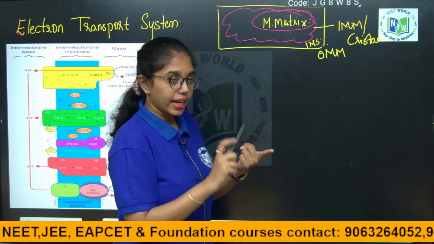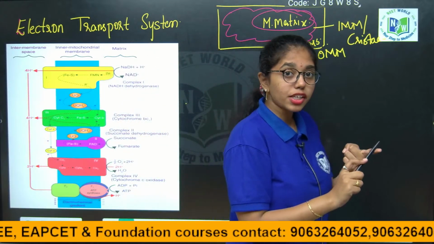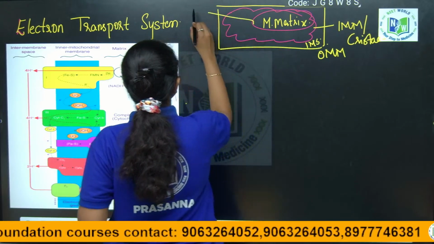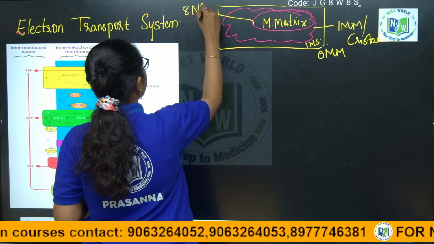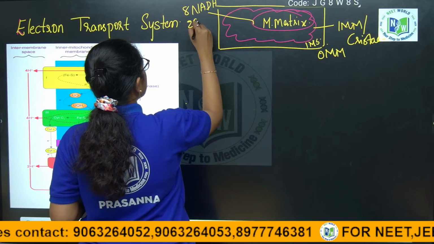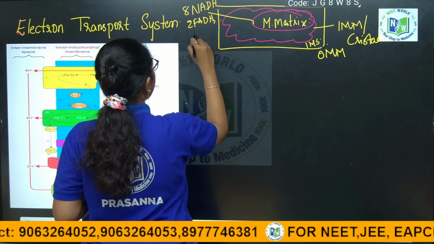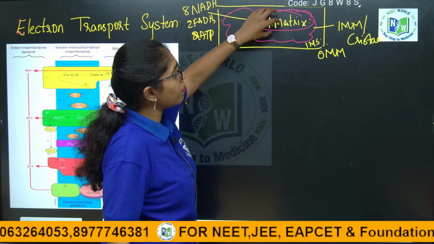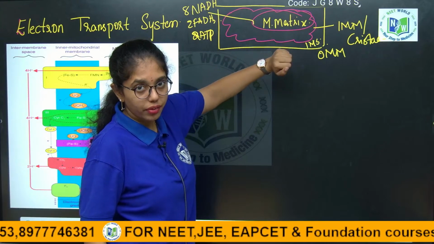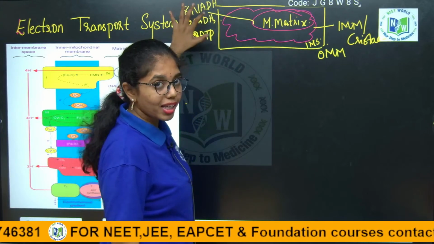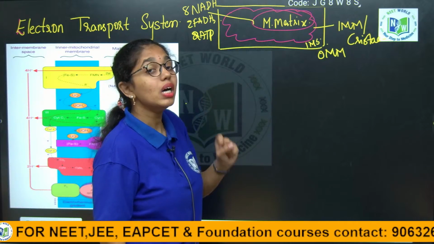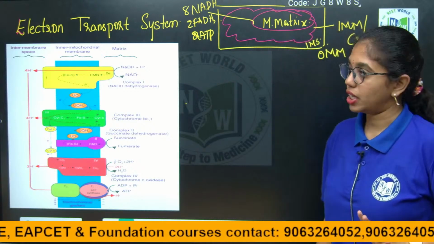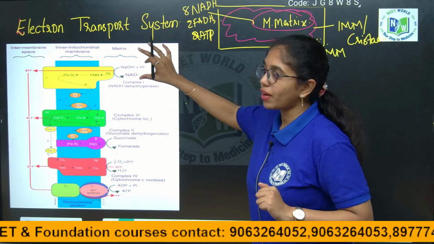We have NADH from the link reaction and TCA cycle. How many NADH do we have? In the mitochondrial matrix we have 8 NADH, 2 FADH2 and 2 ATP. This is the amount of energy present in the mitochondrial matrix. Now, all this complex form of energy has to be converted to the simplest form of energy, that is ATP, which is called cellular energy. This is done through the electron transport system.